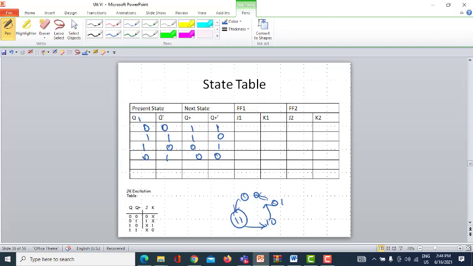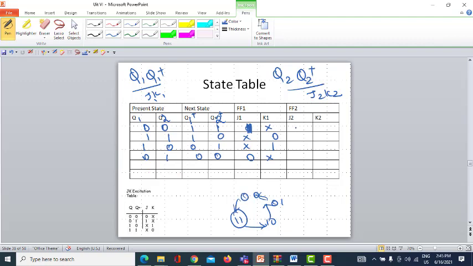Again, look ahead and fill up the table for this one. This is Q1 and Q2, Q1 plus and Q2 plus. So for deriving this, J1, K1 is going to decide your J2, K2. So J1, K1: 0,0 means 0x; 0,1 means 1x; 1,1 is x0; and 1,0 is x1; and 0,0 is 0x.